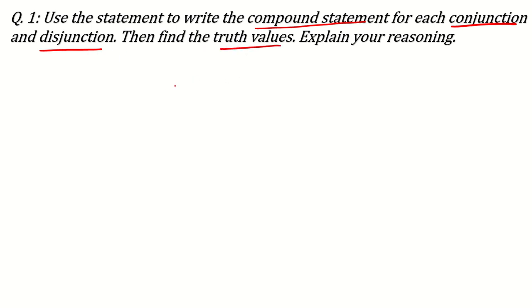Okay. Before starting the question, first you must try to understand the meaning of these words: compound statement, conjunction, disjunction, and truth values. And I'm sure after that these types of questions will be very easy for you. See, compound means more than one. Yes, more than one statement, that is called compound statement. Conjunction and disjunction, these are the two things. So basically these two words are like a connector. What we say? Connector means which is used to join two statements.